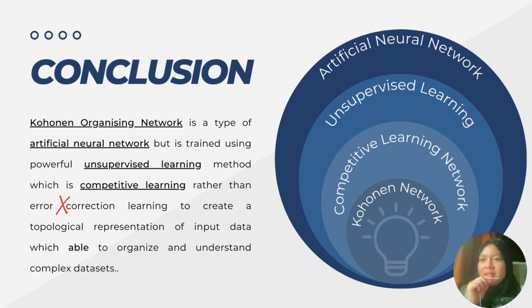To conclude, there is a relationship between the Kohonen self-organizing network and the competitive learning network. Kohonen is a subset of competitive learning, which belongs to unsupervised learning techniques. That's all from our group. Thank you.